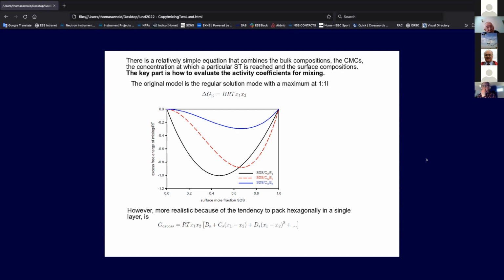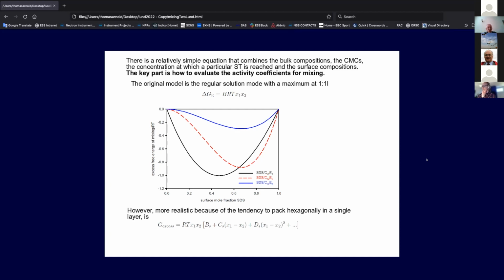But actually, while that may be quite reasonable for bulk solutions, it's not reasonable for surfaces, because in a flat surface, the packing will tend to be hexagonal, and 1:1 is not optimum. So what we find more often than not is the surface mixtures have what we call a cubic term in the free energy shown at the bottom there.